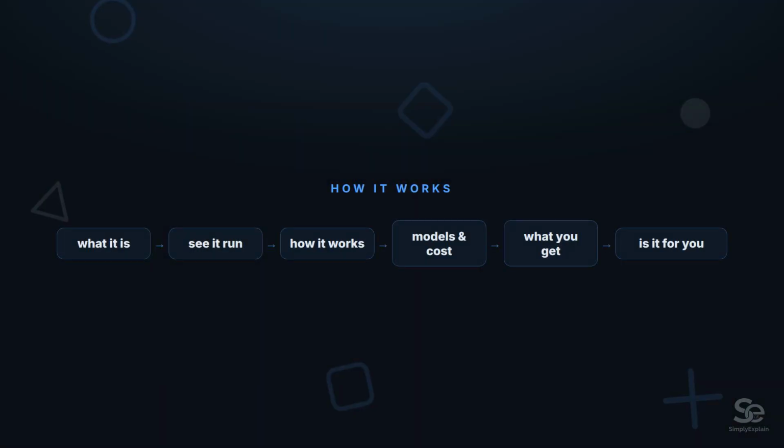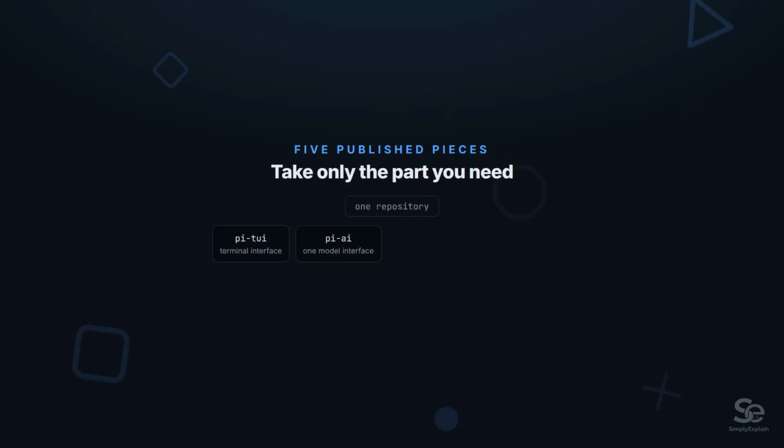So that is the surface. Underneath, there are 3 parts worth knowing about before you start changing things. It ships as 5 separate packages, not one binary. The terminal interface, the model interface, the agent runtime, and the CLI and telemetry. Take the one you need and leave the rest.